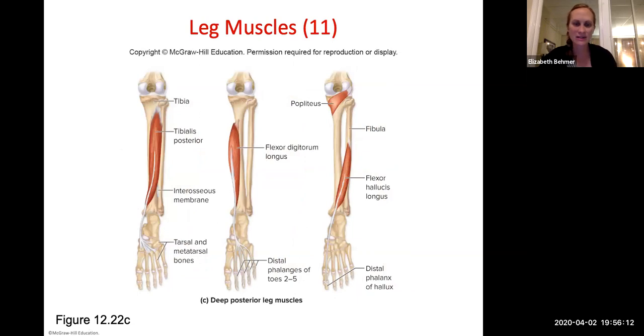Leg muscles, tibialis posterior. These are even deeper posterior leg muscles that I won't ask you guys about, but these will all be plantar flexors of your ankle.